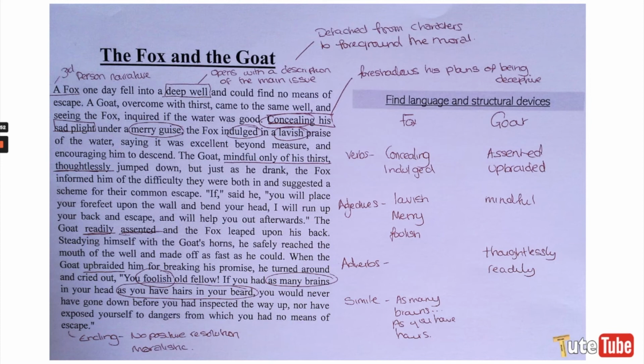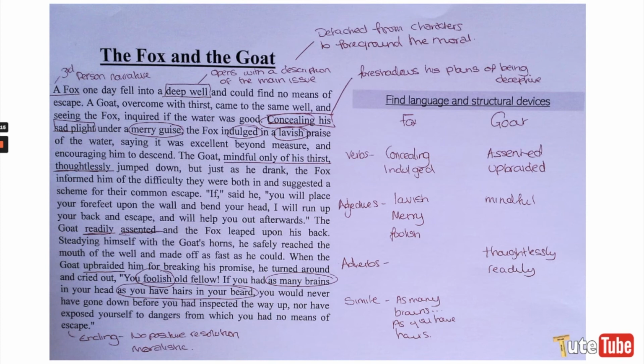For the fox, I've looked at verbs, and I found verbs such as concealing and indulged. I found adjectives such as lavish, merry and foolish. And I found a simile, as many brains as you have hairs. For the goat, I found assented and upbraided for verbs. Adjectives, mindful. Adverbs, thoughtlessly and readily.